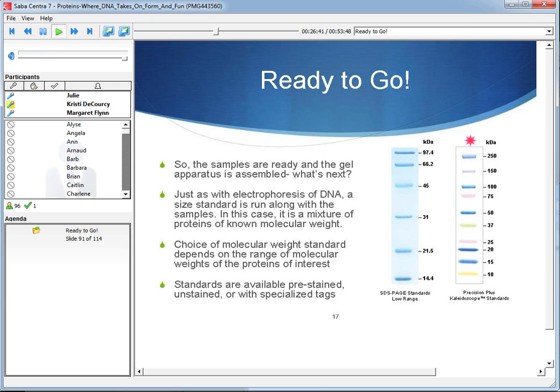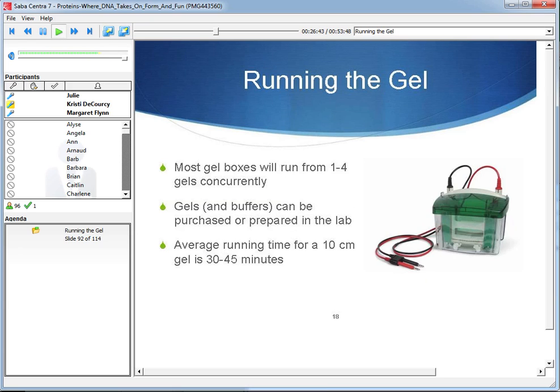So it's pretty cool. So, running the gel, most gel boxes will run from 1 to 4 gels concurrently. This is a Tetra Cell shown over here on the right, which is a Bio-Rad gel box, and it'll run from 1 to 4 gels. You can either prepare or purchase your gels and buffers. For the gels, I really recommend buying them, because acrylamide, you can pour your own gels, but acrylamide is a neurotoxin. Neurotoxins are generally no-nos in a high school classroom and maybe even in a college classroom. I don't pour my own gels now for my class. I generally buy them. Buffers the same way. You can make them or you can buy them.